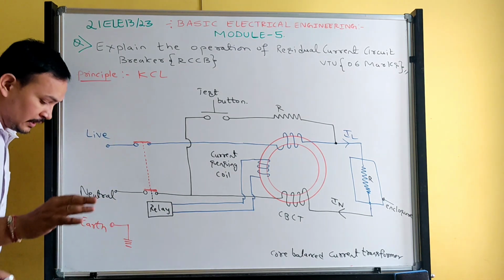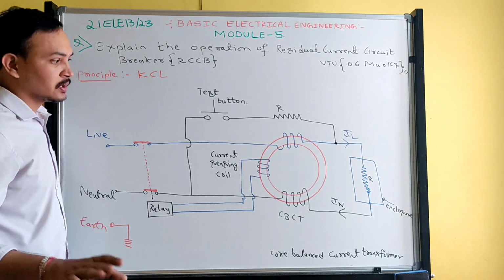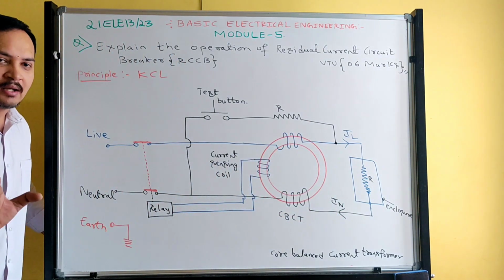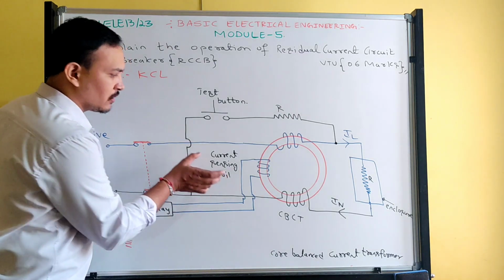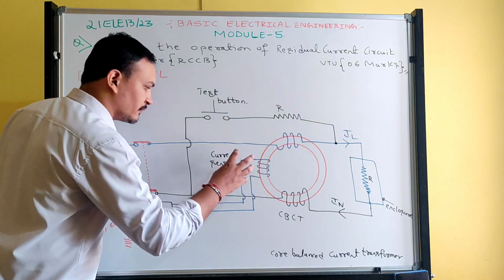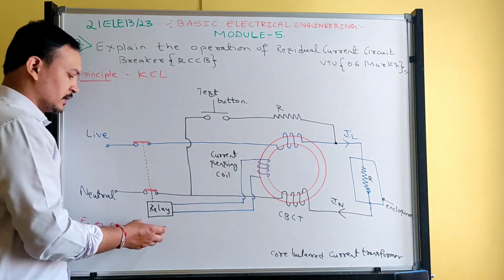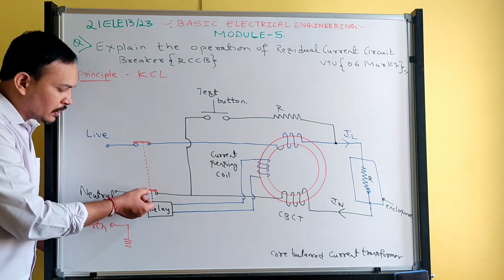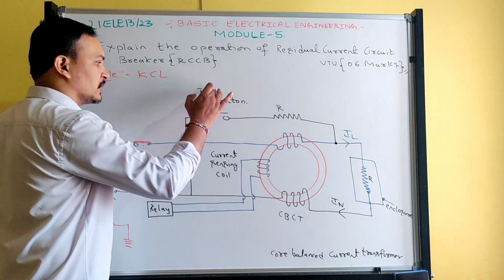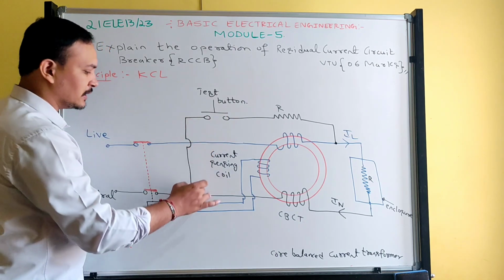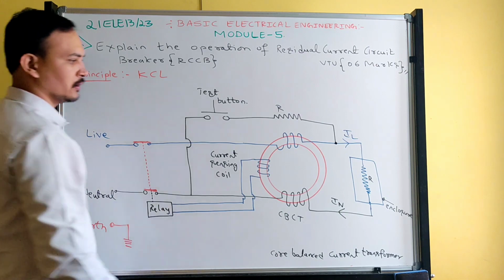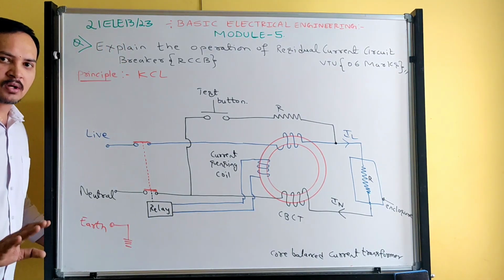Basically it works on this principle. In case any problem occurs, if incoming current is not equal to outgoing current, then what happens? The current sensing coil will sense the difference in the current. Due to that difference, it is going to energize the relay. The relay will open the supply contacts. At the same time, the test button will close, and then the entire current will circulate in the test circuit. So this is the actual condition.